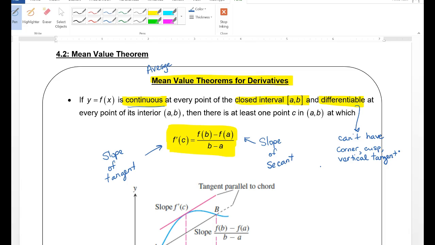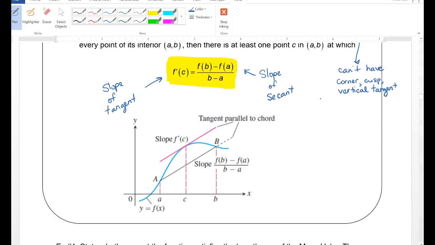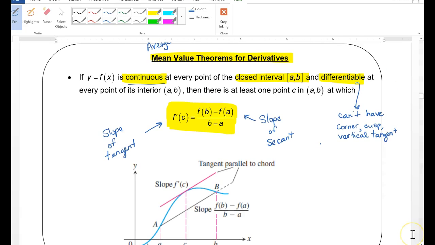Okay? So is that something we have to test beforehand? Yeah, you have to make sure. Not in the first example, but on the next page, they'll ask, does the mean value theorem apply? So you're going to look at it and ask yourself, is it continuous? Is it differentiable? If you can say yes to both of those, then you can apply the mean value theorem. So basically what happens when slopes are equal? You get parallel lines, right?